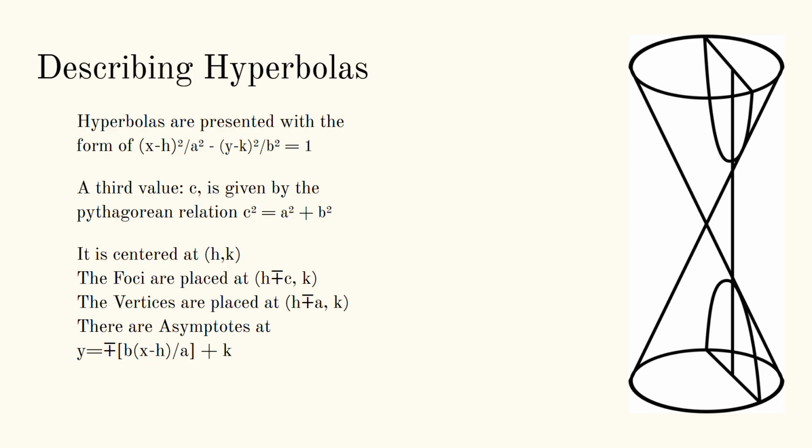Another useful measurement for hyperbolas are the asymptotes, which will be at plus or minus b times (x minus h) divided by a, plus k. And this will be similarly inverted for a vertically aligned hyperbola, such that it is plus or minus a times (y minus k) divided by b, plus h in that case.